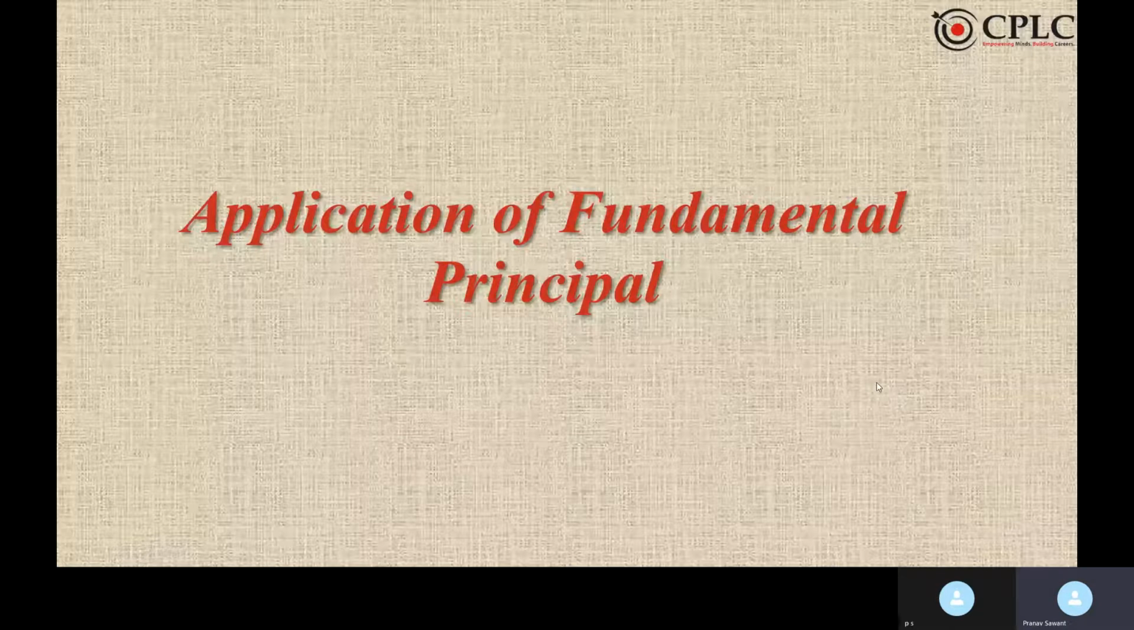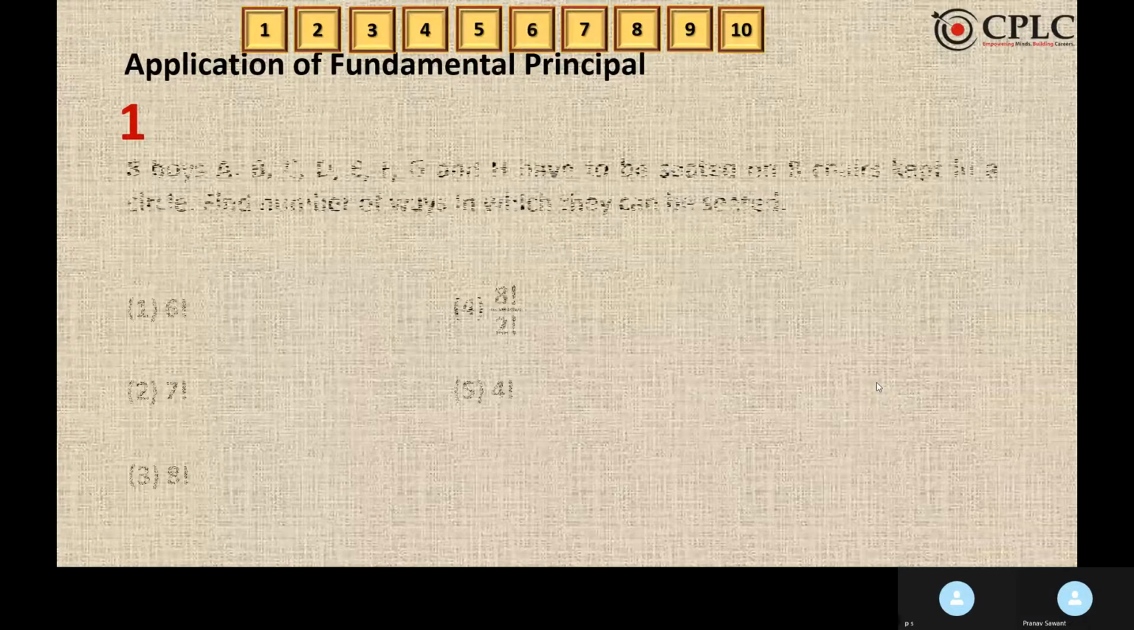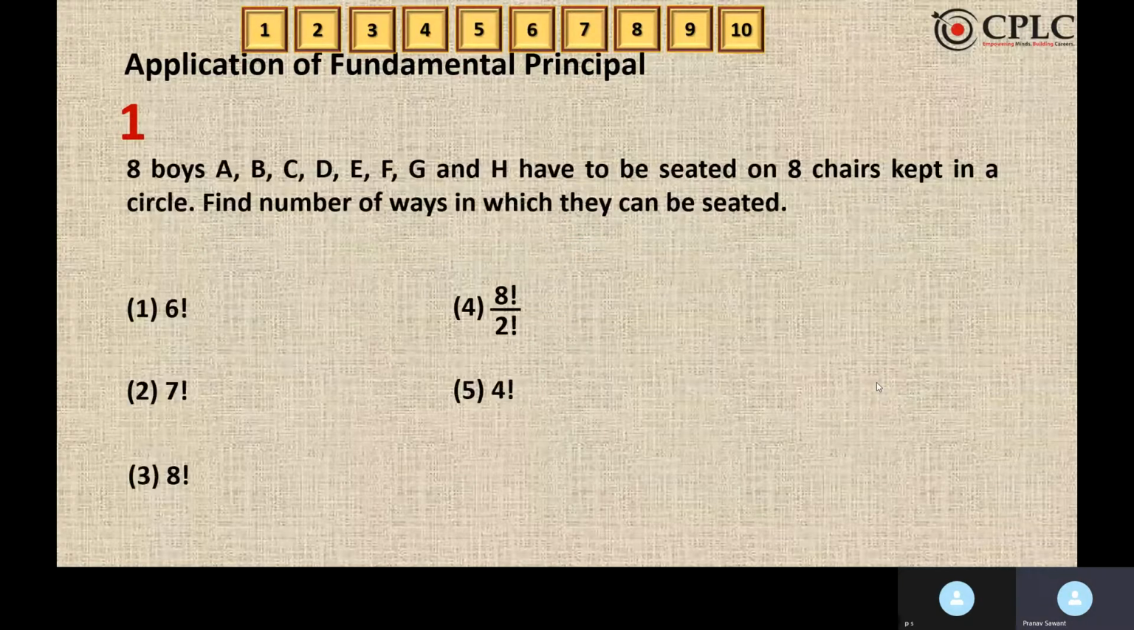Hi guys, so today we are going to solve some questions based on the topic of application of fundamental principle. Moving to the first question: 8 boys A, B, C, D, E, F, G and H have to be seated on 8 chairs kept in a circle. Find the number of ways in which they can be seated.